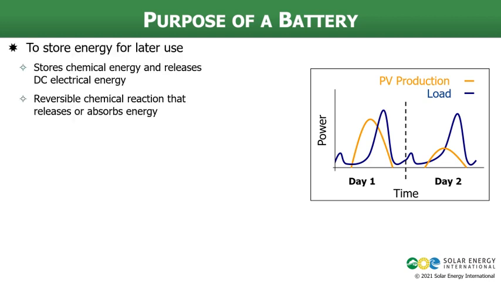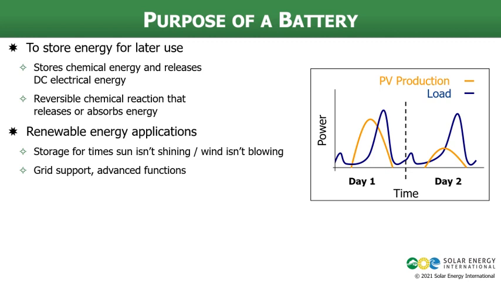So why do we have energy storage? Well, we can use energy storage to store the excess generation during the day to use it later, like at night when our PV is not producing any power. With battery storage, we are storing that energy in a chemical form. We're using a chemical reaction to store that energy. And this is a reversible reaction. The reaction goes one way when we're charging and goes the opposite way when we are discharging.